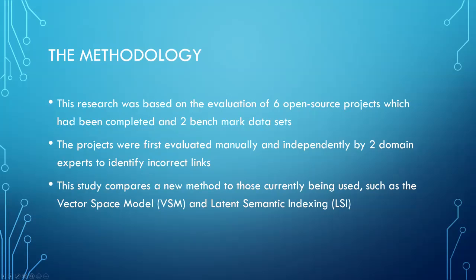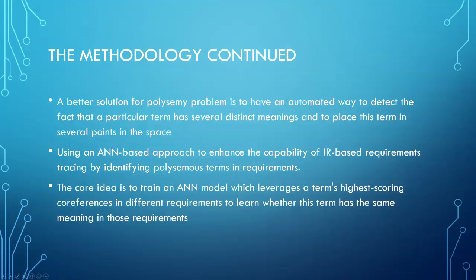The methodology presented in this article looks to improve upon these previously implemented methods. A better solution for the polysemy problem is to have an automated way to detect the fact that a particular term has several distinct meanings and to place this term in several points in vector space. Artificial neural network techniques have been successfully applied to solve many natural language processing problems.